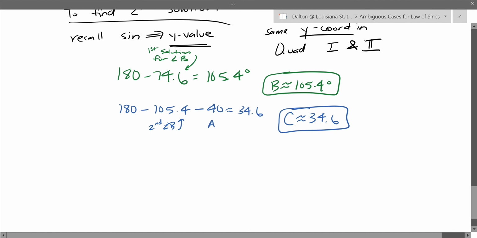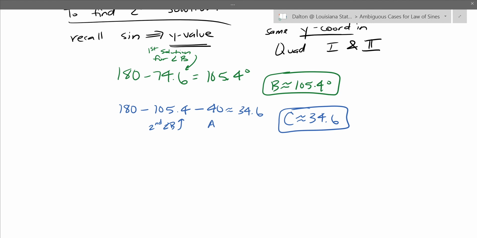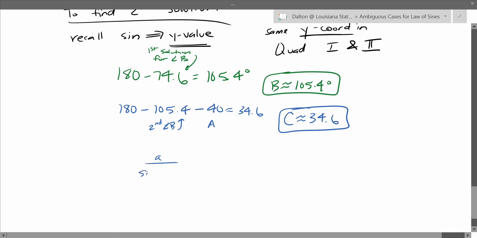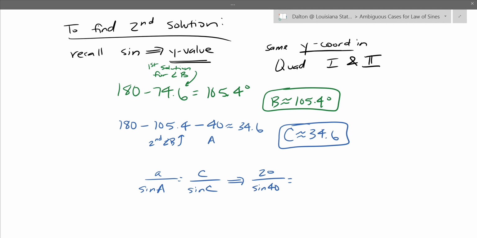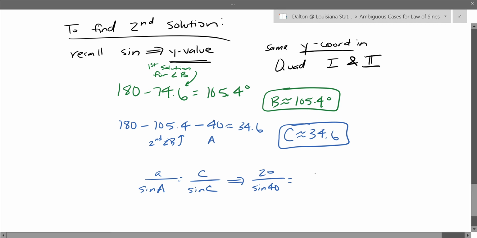So if we do that, then we're going to set up A over the sine of A is equal to C over the sine of C with this new C degree here. So that implies that 20 over the sine of 40 is equal to C over the sine of the angle, which is 34.6. I should put degrees there.